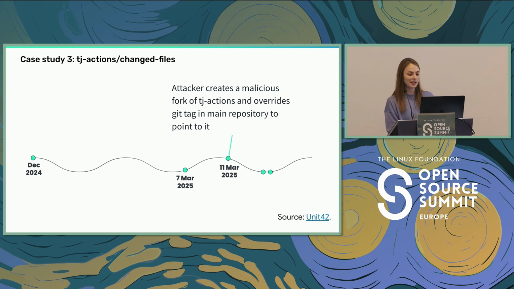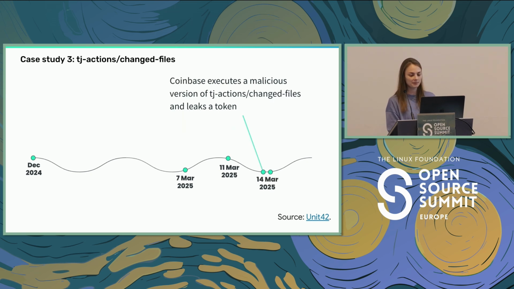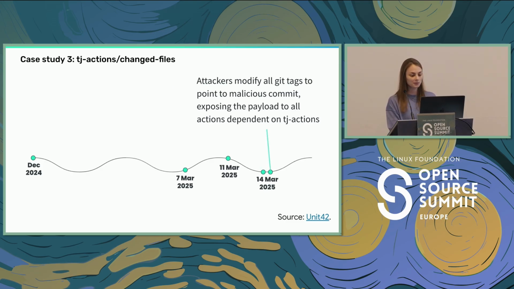Initially, this payload was set to only run when the action was being executed by a Coinbase-owned repository. And indeed, Coinbase did eventually execute the malicious version, which leaked a token with write permissions. However, within less than 2 hours after that, Coinbase had been alerted by a third-party researcher that its CI was using malicious code and the vulnerable workflow was removed.